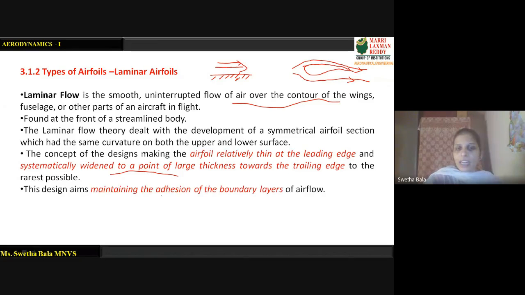And what is the main criterion? We see that the boundary layer is not separating. The boundary layer is adhered to the object or the airfoil. So this is your laminar flow airfoil. Is this clear, guys? Or any doubts? Laminar flow airfoils are mainly defined for allowing the smooth flow. The design is thin at the leading edge, just like a flat plate, and as you are moving away from the leading edge towards the trailing edge, the design tends to widen. This is your laminar airfoil.